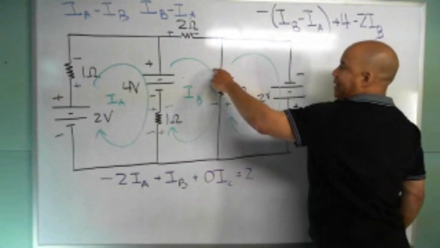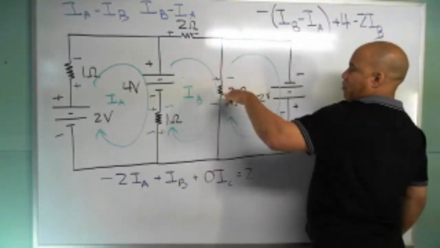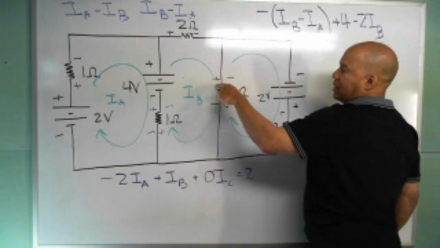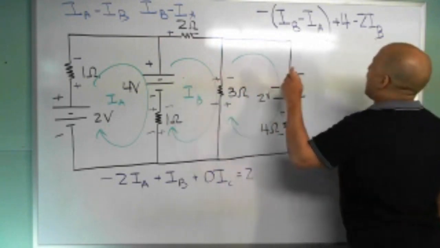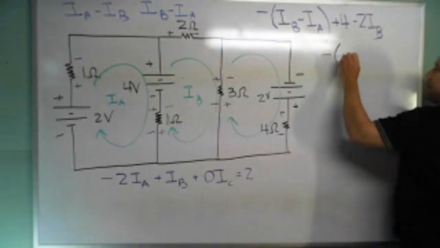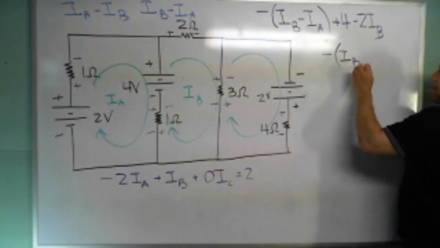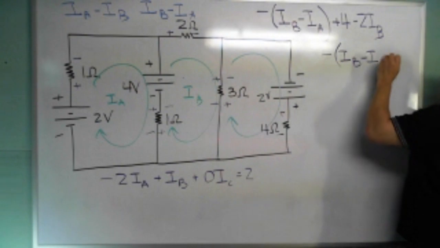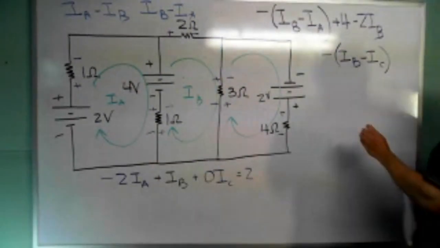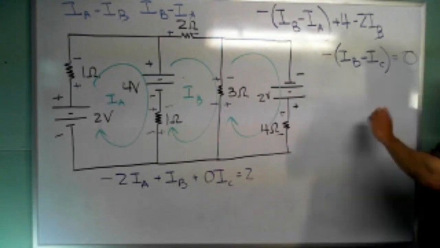And then over here, I got that thing where I have 2 resistors. I got one resistor with 2 currents in it. So it's a drop, so I got a minus IB minus IC. And I'm back where I started. So all this has to equal 0.